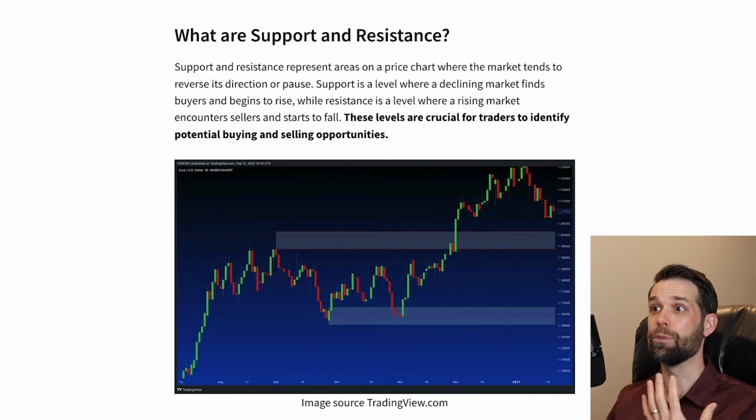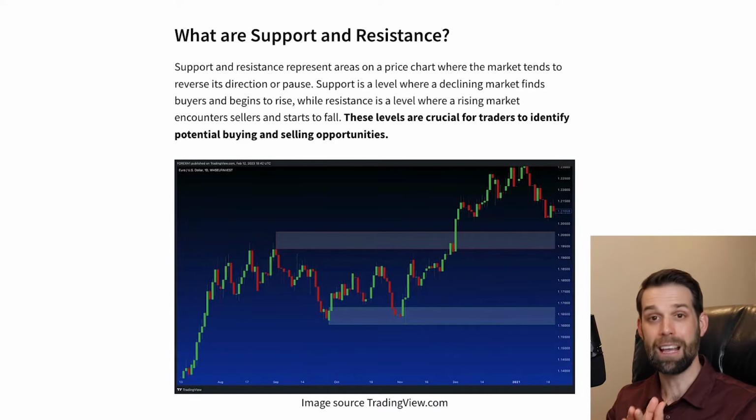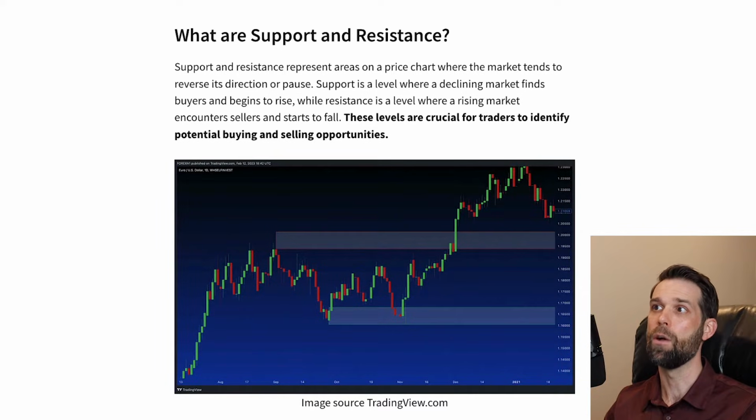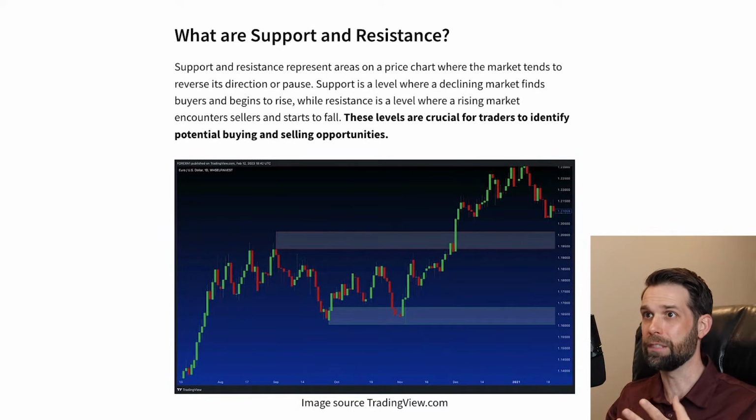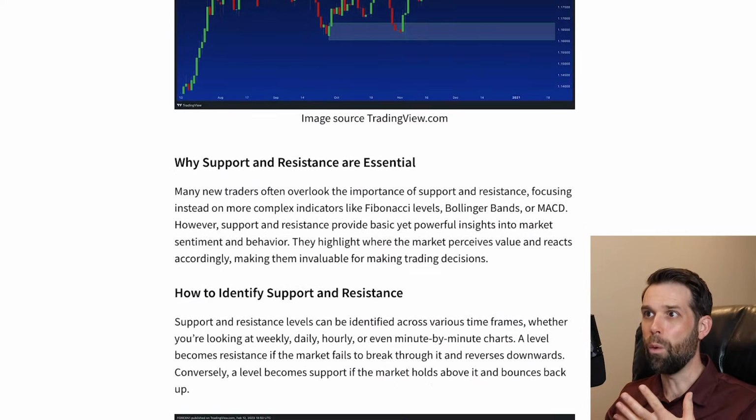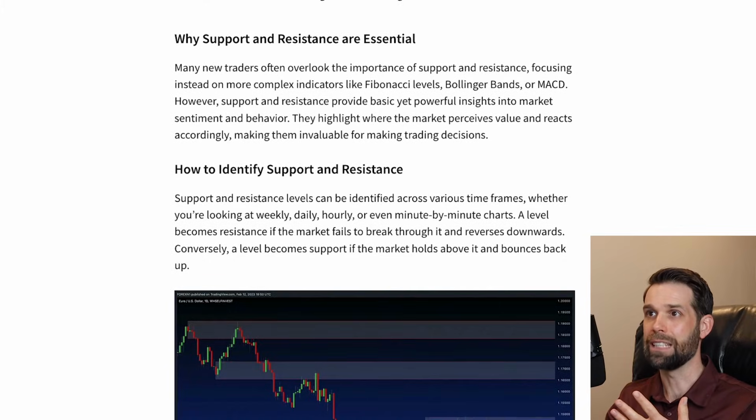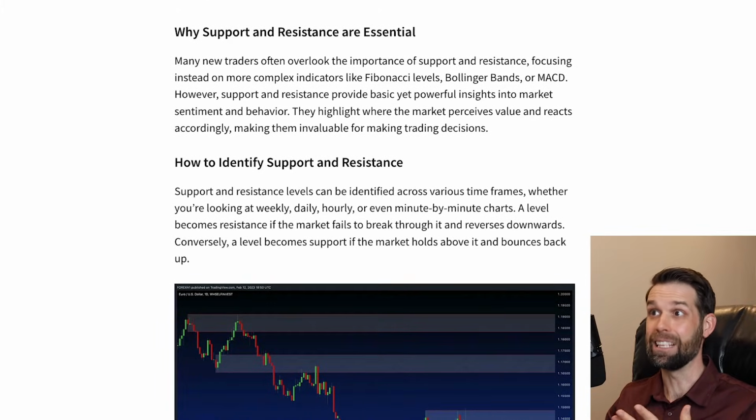And then on the other hand, resistance is a level where a rising market will encounter sellers, and the price will either pause or potentially start to fall. So these levels are crucial for traders to identify potential buying and selling opportunities. So, why are these levels essential, and how do you identify them?